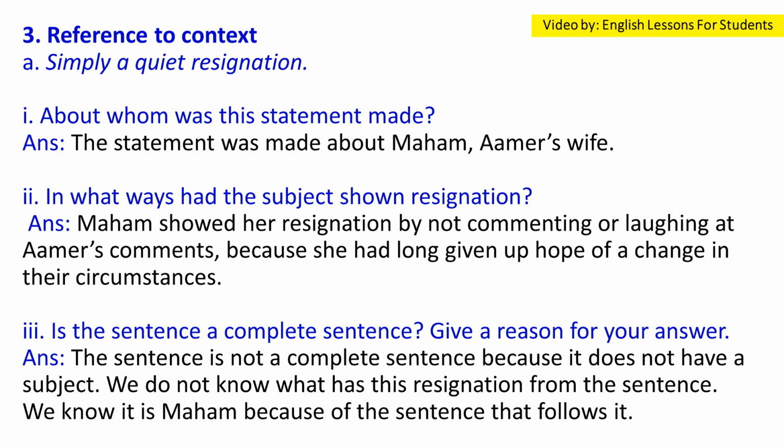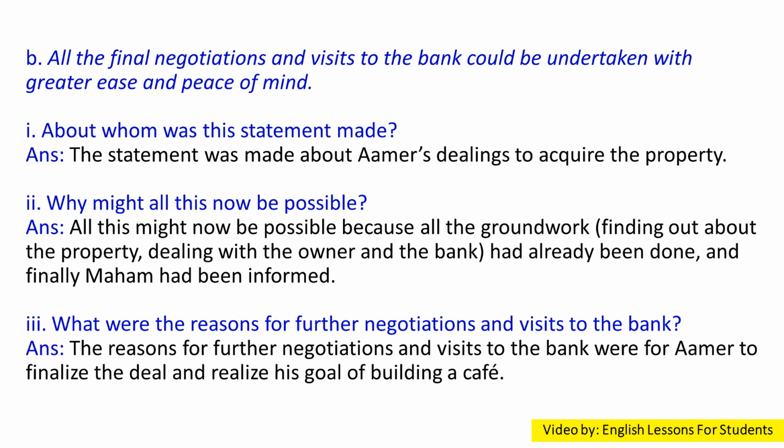Maham showed her resignation by not commenting or laughing at Aamer's comments because she had long given up hope of a change in their circumstances. 3. Is the sentence a complete sentence? Give a reason for your answer. The sentence is not a complete sentence because it does not have a subject. We do not know who has this resignation from the sentence. We know it is Maham because of the sentence that follows it.